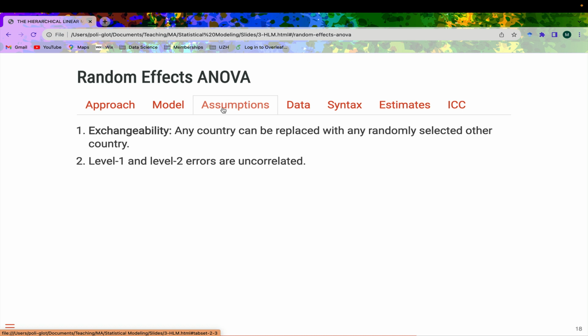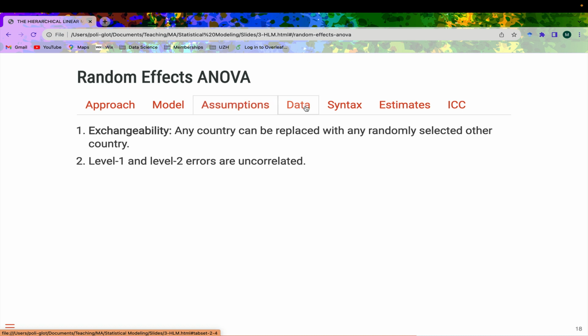The second assumption that we make here is that the level 1 and the level 2 errors are uncorrelated. So that's actually an important assumption as well, because it means effectively that we're assuming that the sampling processes at the country level and at the individual level are distinctive processes.